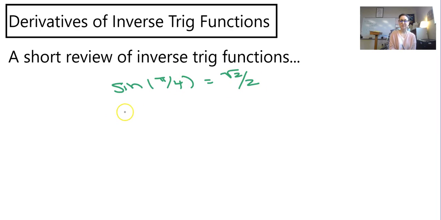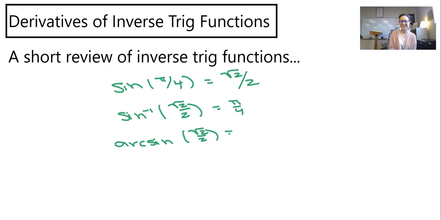Now, if I ask you for the inverse sine, you may see it written like this, sine inverse. And remember, for inverse functions, we switch our input and output. So inverse sine of root 2 over 2 is equal to pi over 4. See how I switched my x and y? Remember, you may also see inverse written as arc for angle, and you're giving me the angle. What is the angle when sine is equal to root 2 over 2?